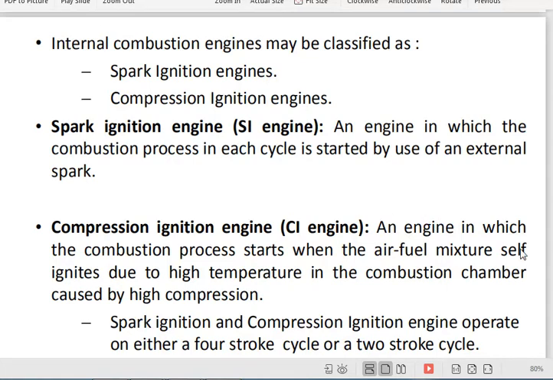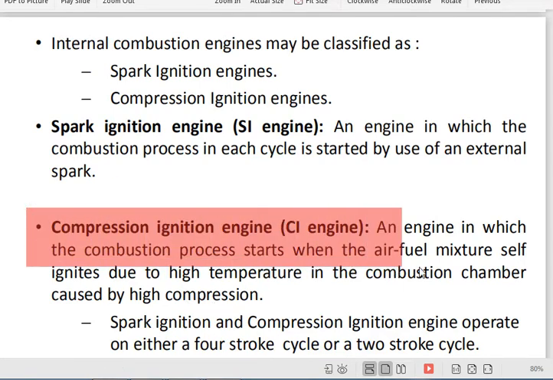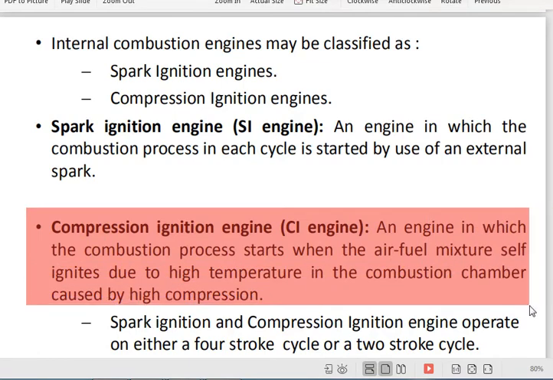Now an engine in which the combustion process starts when the air fuel mixture self ignites due to high temperature in the combustion chamber caused by the high compression. So just now we have seen that the combustion of the charge, air and fuel mixture, happens due to high temperature produced at the end of compression, and such engines are called compression ignited engines.